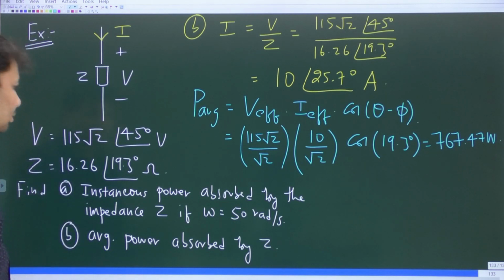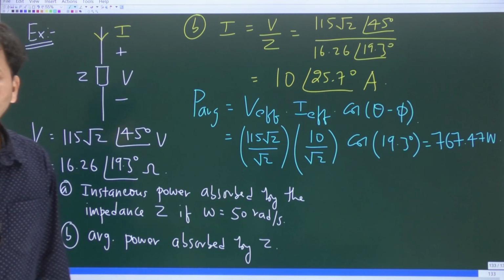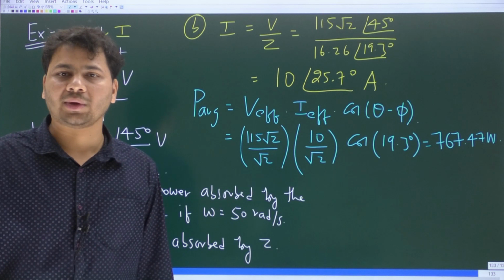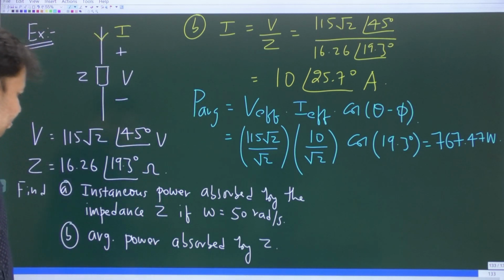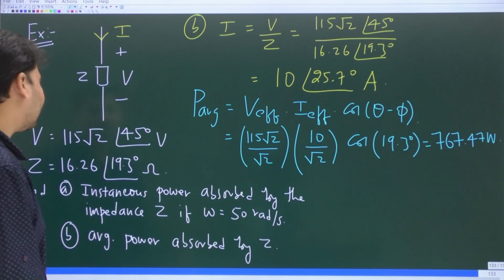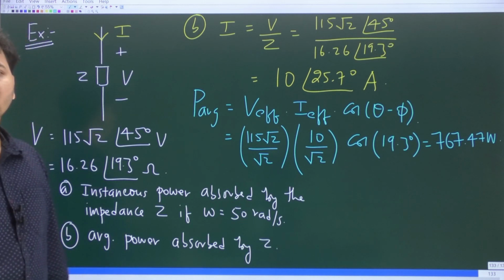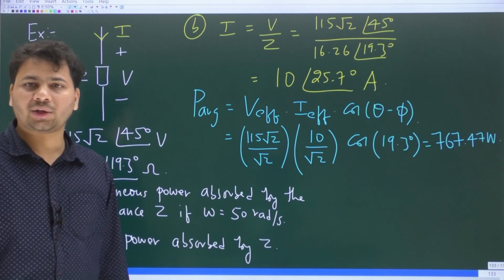So now, is it clear? I hope everybody got the same value, 767.47 watts. Okay, now let us try to answer the A part, which is to find the instantaneous power absorbed by the impedance Z if the frequency of operation is 50 radians per second. So don't we already know the voltage and the current both in phasor domain?